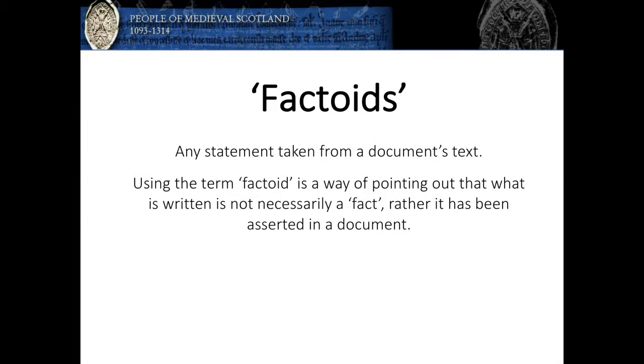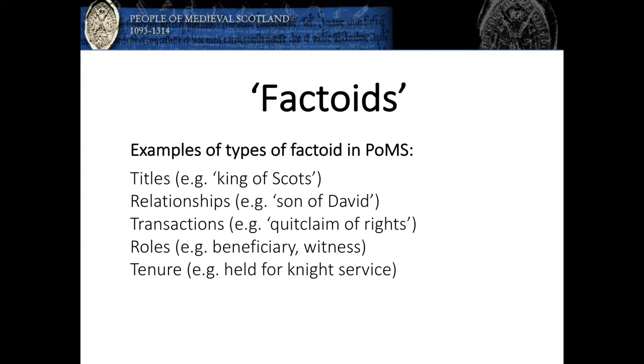All of these pieces of information which have been extracted from the documents and fed into the database are called factoids. A factoid is therefore any statement taken from a text. Using this term factoid is a way of pointing out that what is written is not necessarily a fact, rather it's been asserted in a document. There are different types of factoid in PoMS. For example, title or occupation factoids, relationship factoids, transaction factoids, role factoids, tenure factoids.